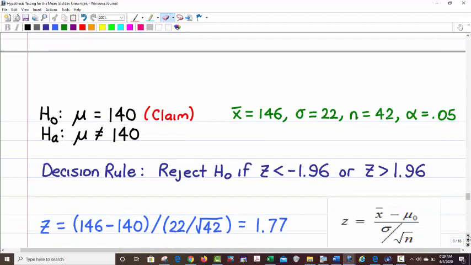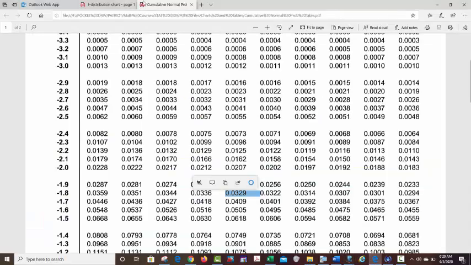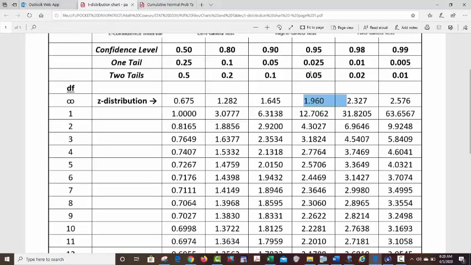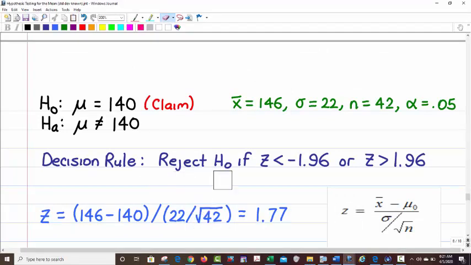So let's look at the decision rule by using this method. Alpha's 0.05, two-tailed. So you've got to make sure you're in the two-tail row here. Very important. And there it is, 1.96. But when it's two-tailed, there is always a plus and minus 1.96. So we're going to reject the H0 if the test statistic Z is either less than negative 1.96 or greater than positive 1.96.